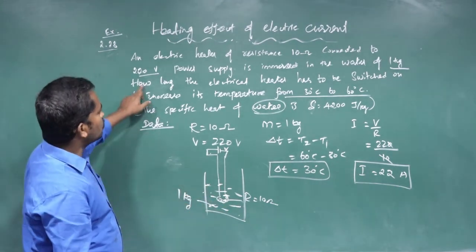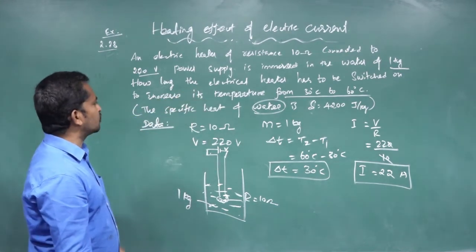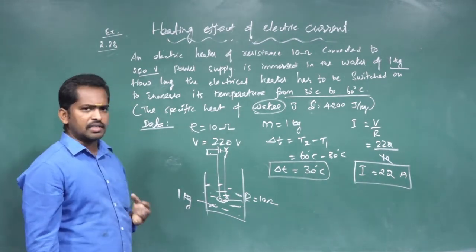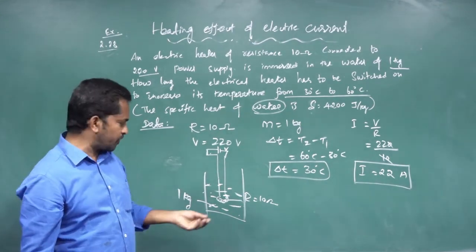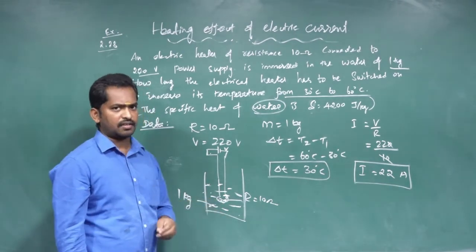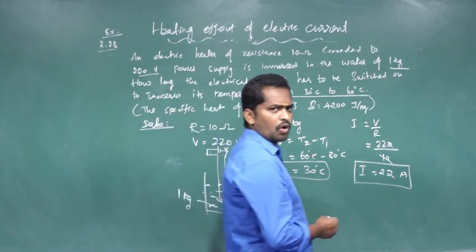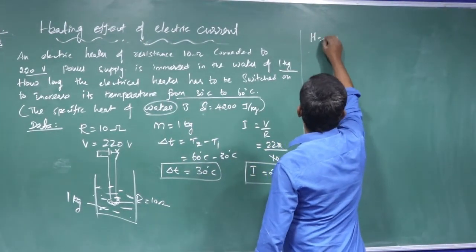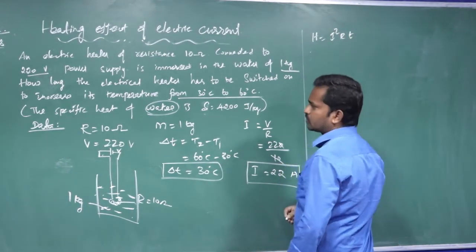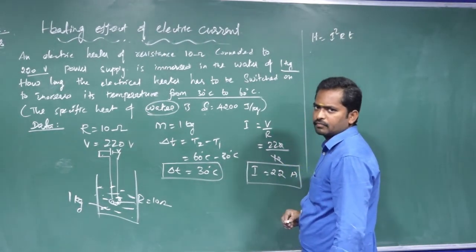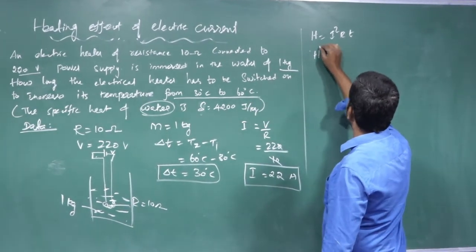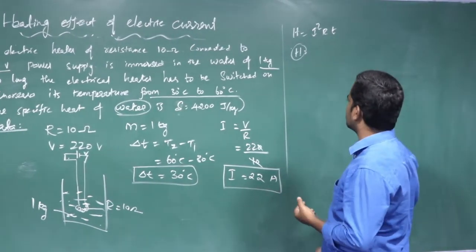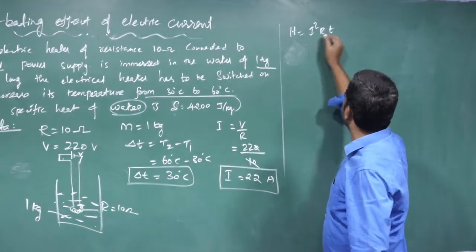So how long does the electrical heater have to be switched on to increase the temperature from 30 degrees Celsius to 60 degrees Celsius? First of all, I want to calculate the heat energy dissipated from the water heater per second. It is very important. H is equal to I square RT. So H is the heat energy dissipated per second, which means 1 second. Heat energy produced in 1 second, T value is 1 second.